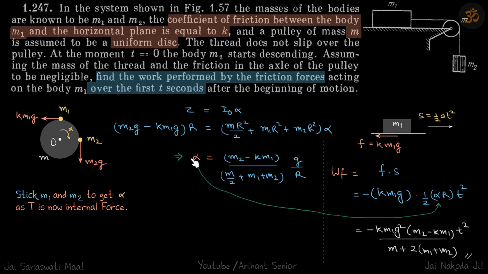Now we have found alpha, so the acceleration of this point on the top will of course be alpha R. So we put a is equal to alpha R, and t square. And we put the value of alpha here and get our answer. All right.